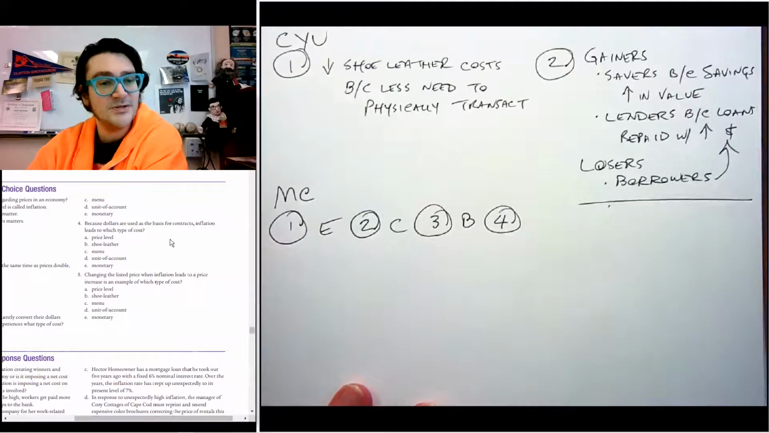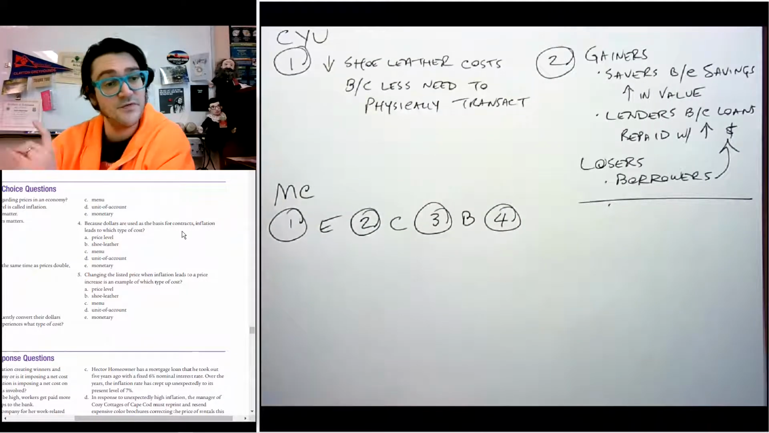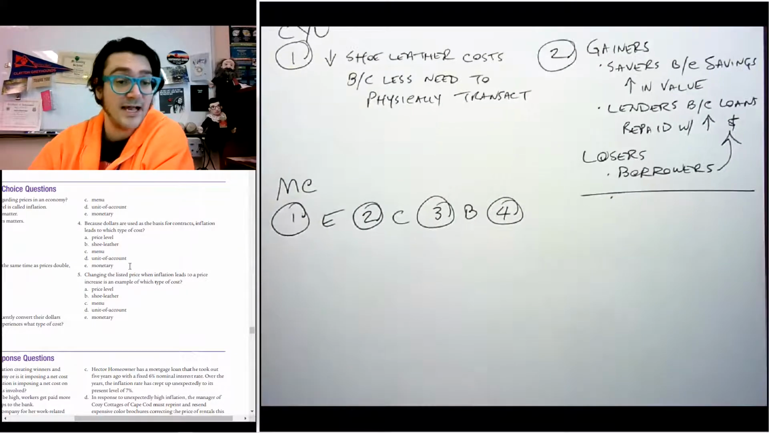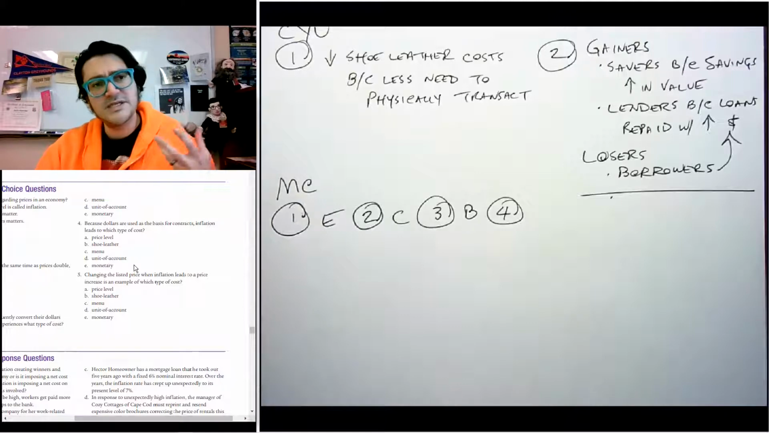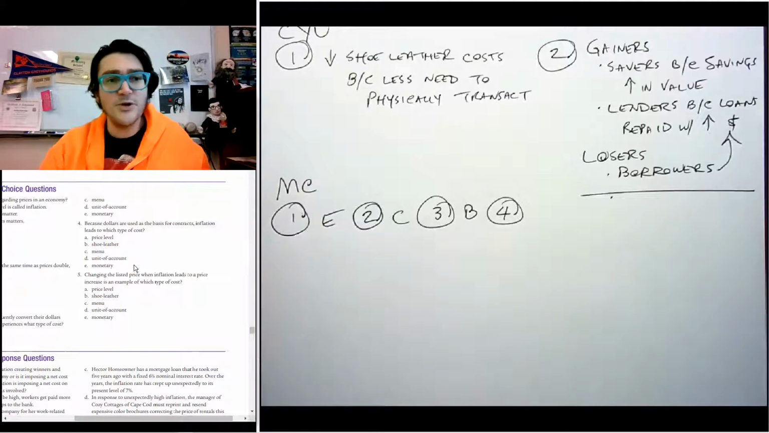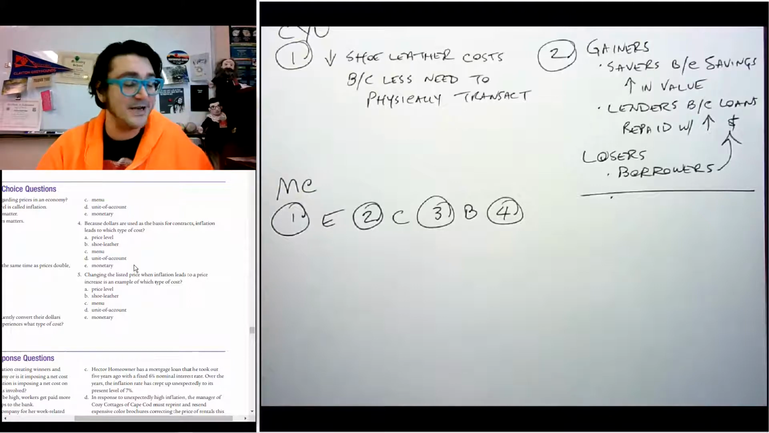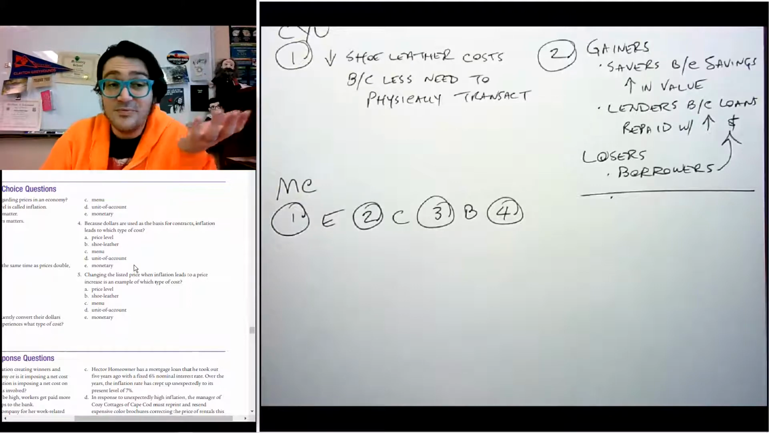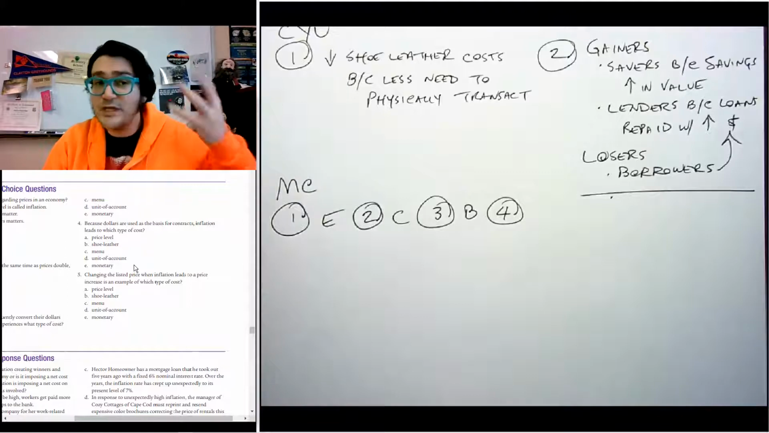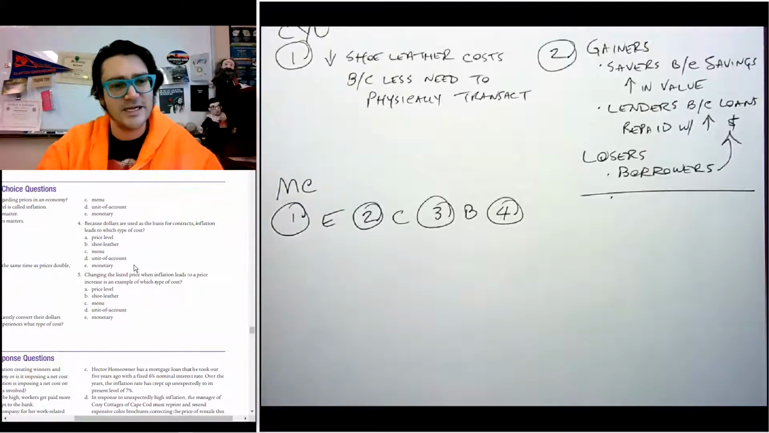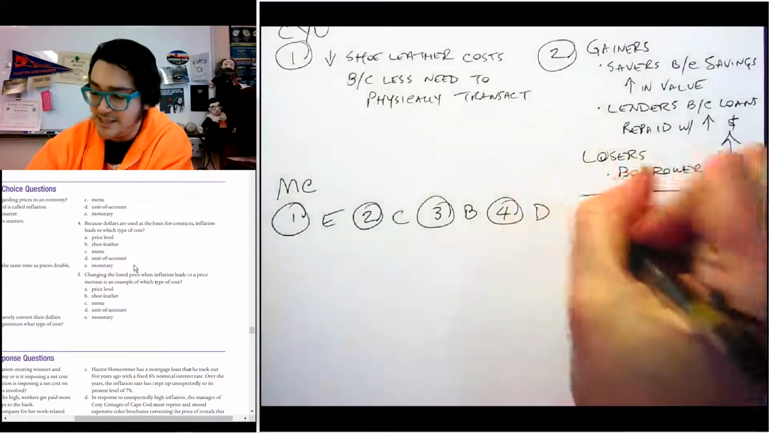Number 4, because the dollars are used as the basis for contracts, inflation leads to unit of account costs is this one, because it's that idea of saying, well, I'll sell you a cell phone contract, right? A cell phone contract for X amount of dollars. Well, if you have really high inflation, it messes with that contracting ability. So we would say D.